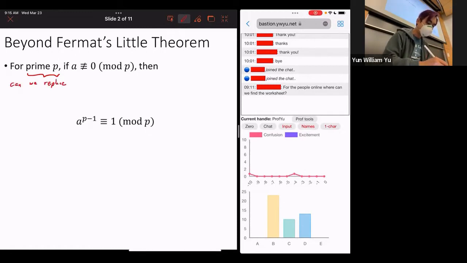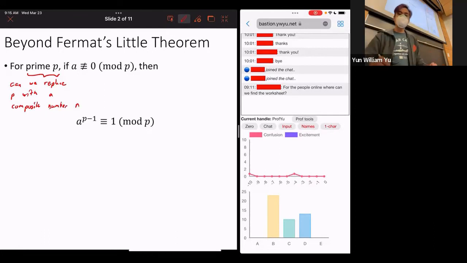Okay, so can we replace p with a composite number n? We know that we can't just do that, because if we just do that, then things don't work out, right? Because sometimes you end up getting powers that are equal to 0, or powers that never equal 1. So we also would probably need to replace this.